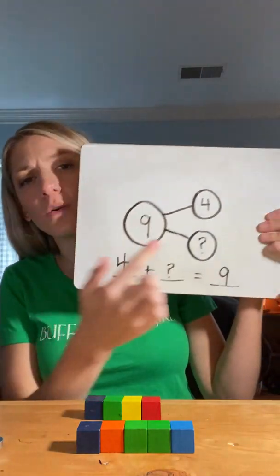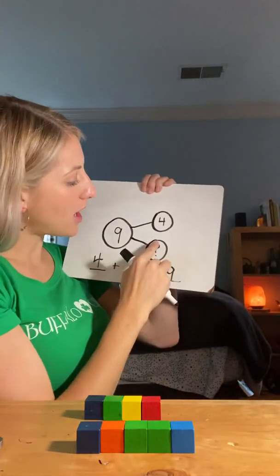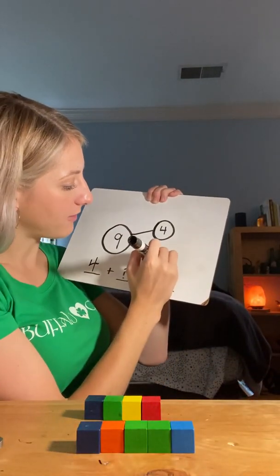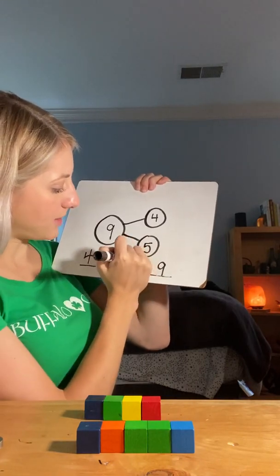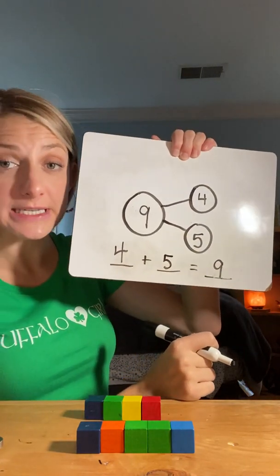How many more did I need to get to 9? 1, 2, 3, 4, 5. I needed 5 more to get to 9. Let's test it in our head. 4 up to 9. 4, 5, 6, 7, 8, 9. I got 5 again. So my missing part is 5. 4 plus 5 equals 9. Good job. All right, we're going to try and solve a little story.